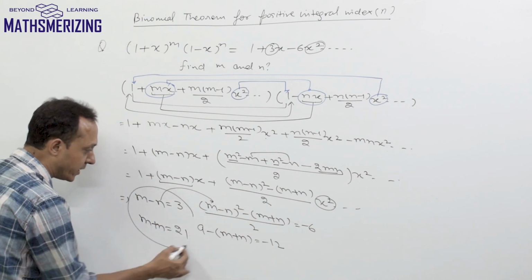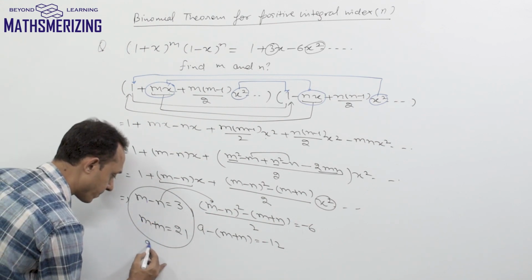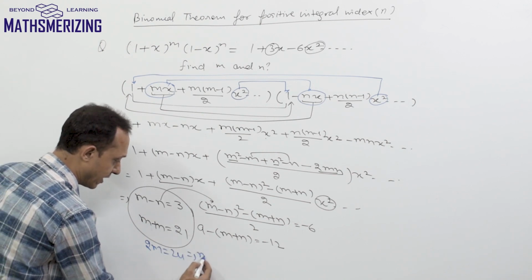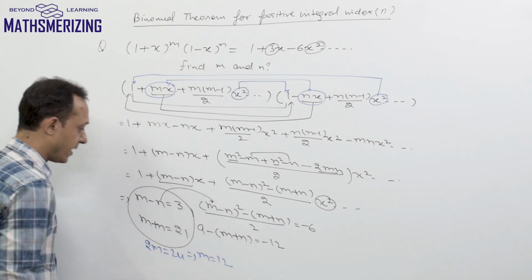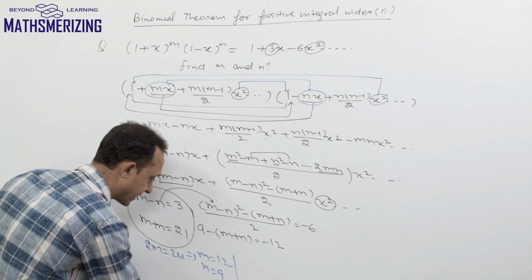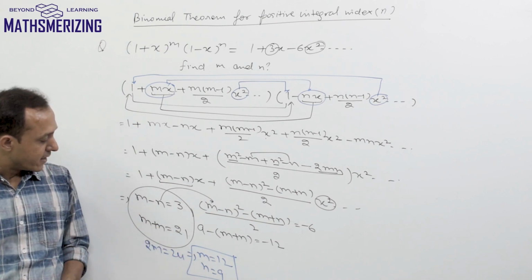So now I've got two linear equations in m and n. If I add them, I get twice m, and this is 24. So the value of m is 12. And if I put m as 12, I'll get the value of n as 9. So the answer to this question is the value of m should be 12 and the value of n should be 9.